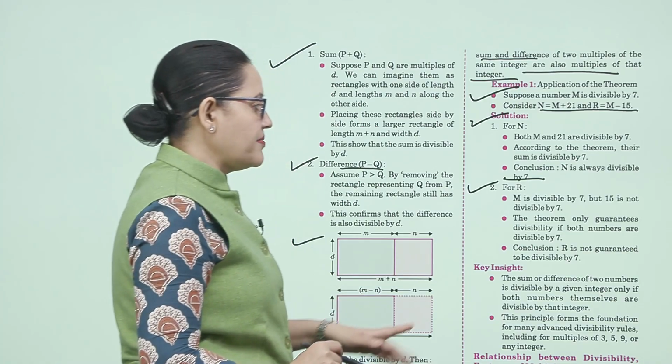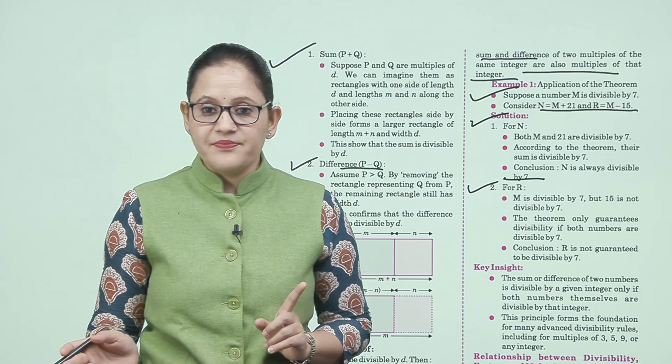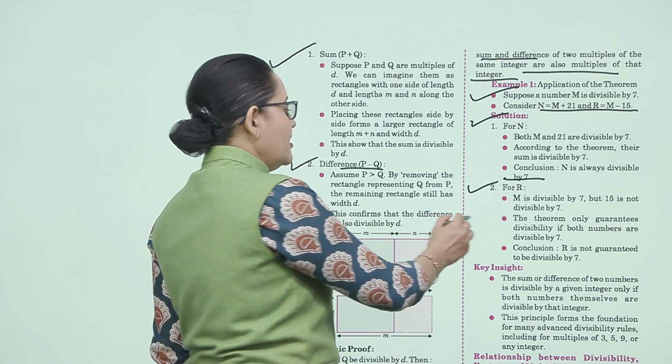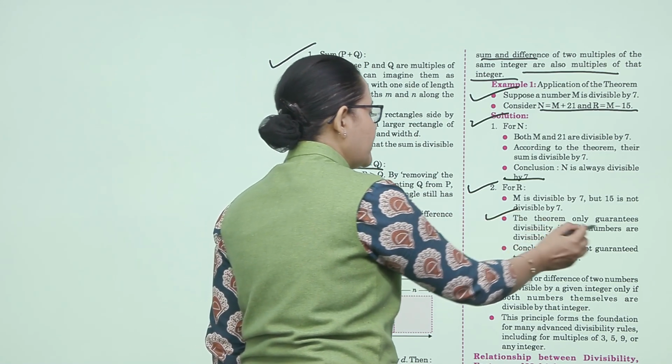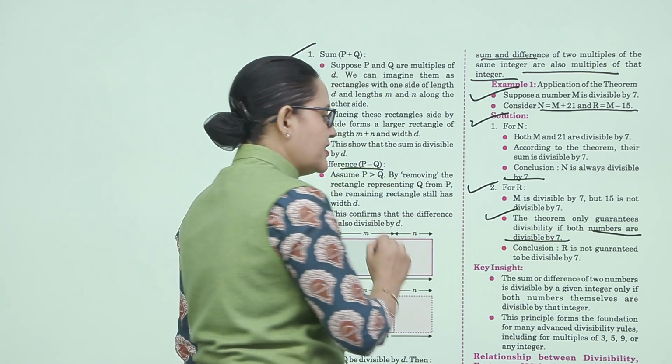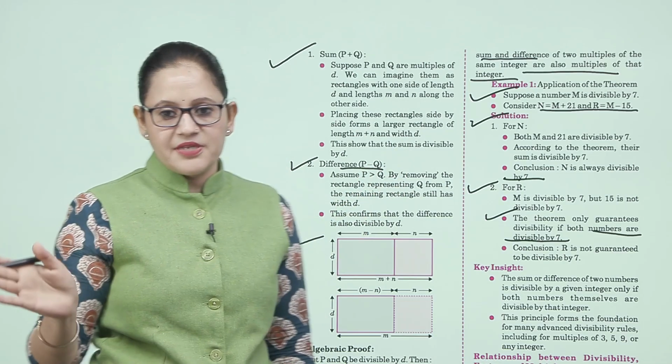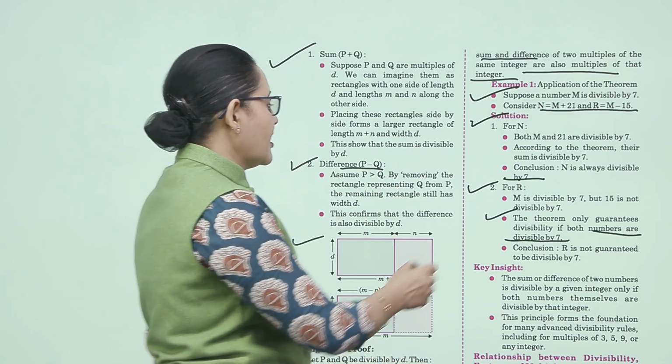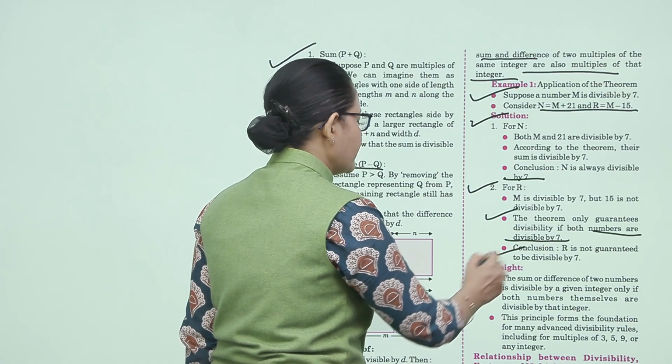For r, m is divisible by 7 but 15 is not divisible by 7. The theorem only guarantees the divisibility if both numbers are divisible by 7; then only their sum will be divisible by 7. Conclusion: r is not guaranteed to be divisible by 7.